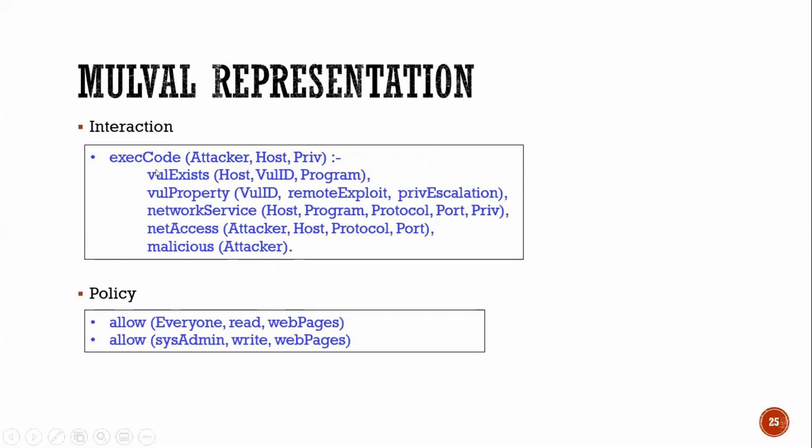And then they go through these first order logic rules. This is one of the rules which says that if there is a vulnerability existing on host with vulnerability ID, and the vulnerability has a property that it's a remote exploit, and there is a network service corresponding to this host, and the attacker has network access on this host, and attacker is malicious, then this will lead to a code execution. So these are basically predicates of this rule, and this is execute code by attacker on host, and gaining of privilege is basically the post condition that is obtained when all these preconditions are satisfied.